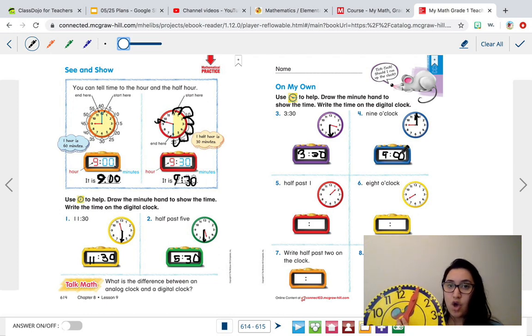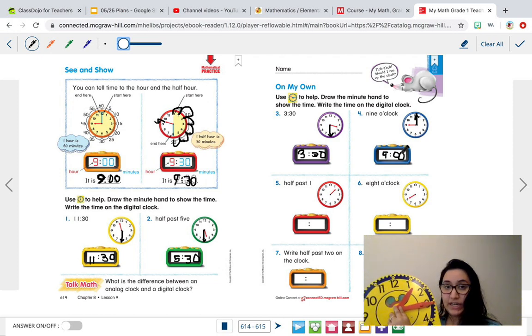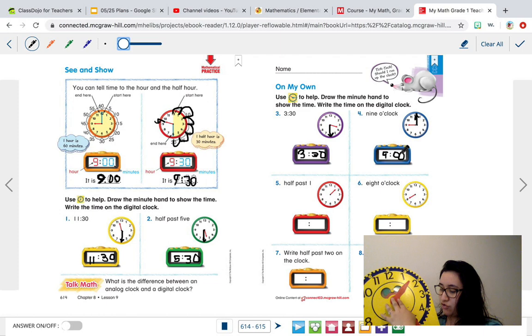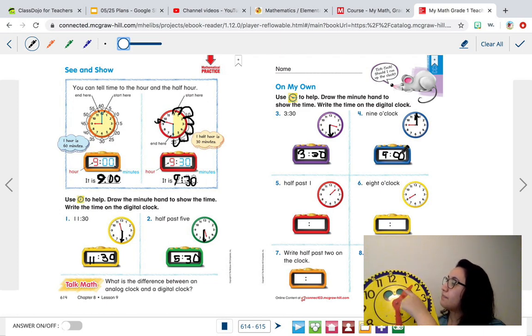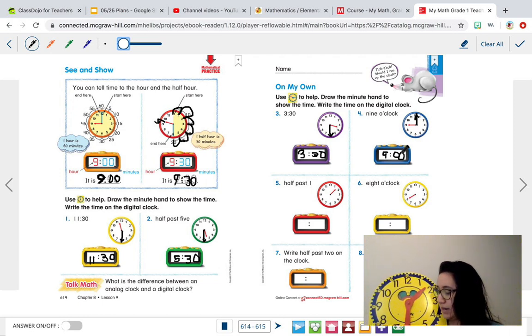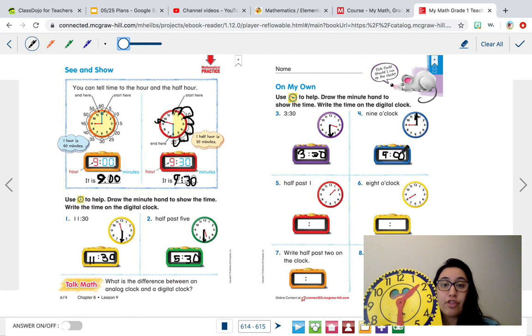1:05, 1:10, 1:15, 1:20, 1:25, 1:30. And look at that. It went halfway around, so we know that 1:30 means half past 1.